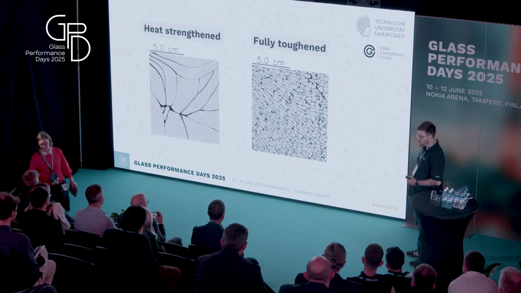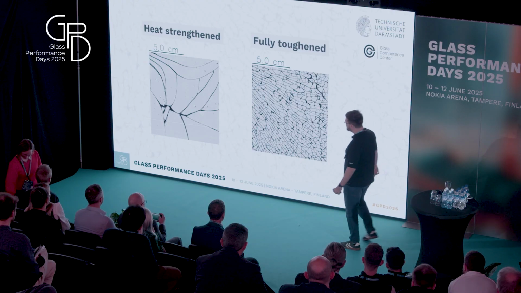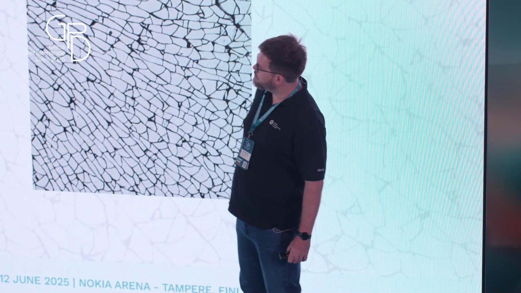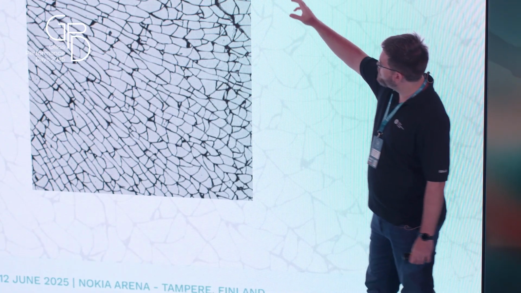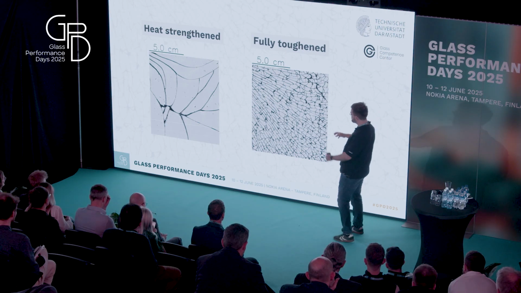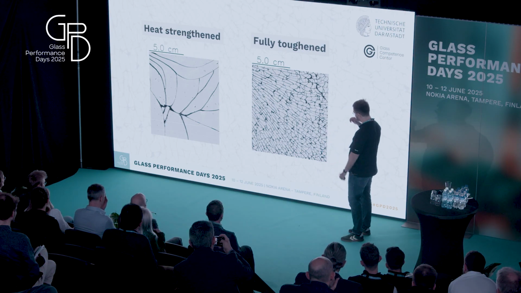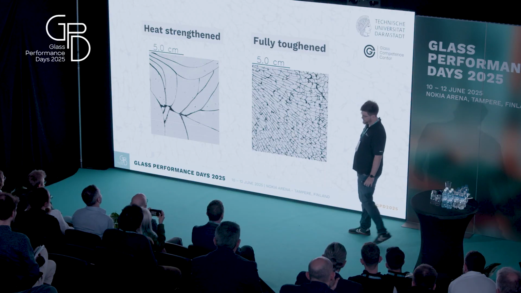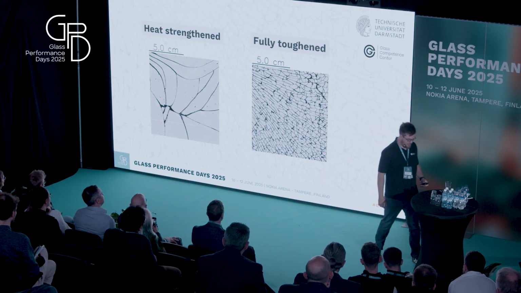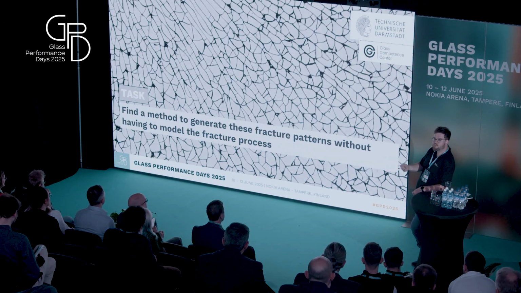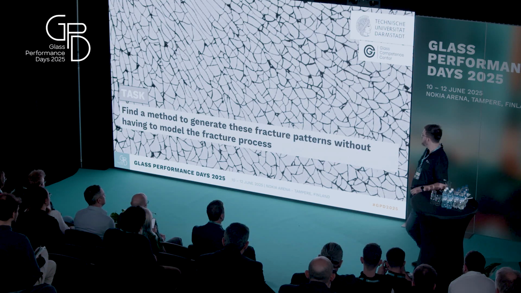So now I have to cycle through them. To conclude these two videos, we can see that the heat strengthened glass gives us very nice looking fracture patterns, while the fully toughened glass gives us an almost homogeneous fracture pattern here. What we can conclude from that is that the initial strain energy that we put into the glass by pre-stressing is a large factor in the fracture pattern that is created after the fracture stopped.